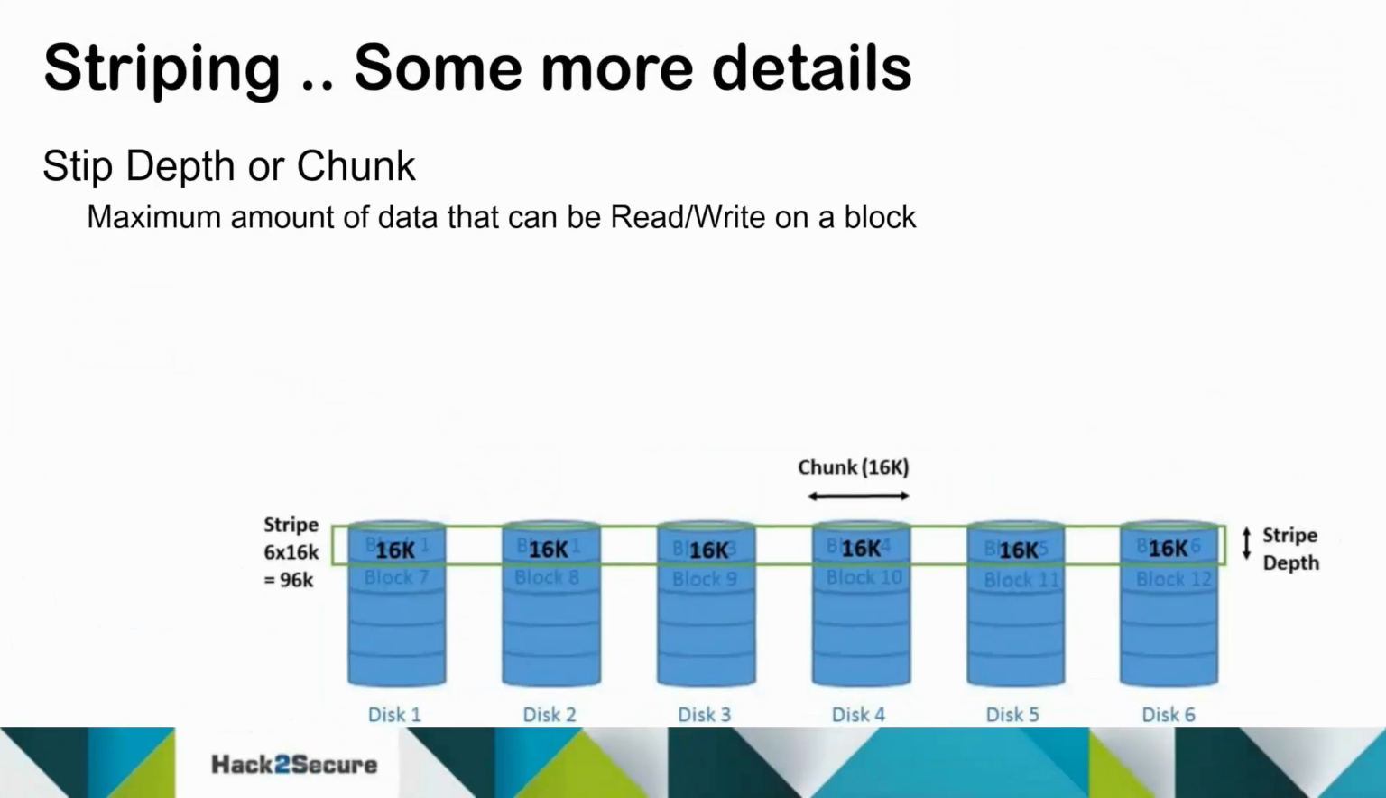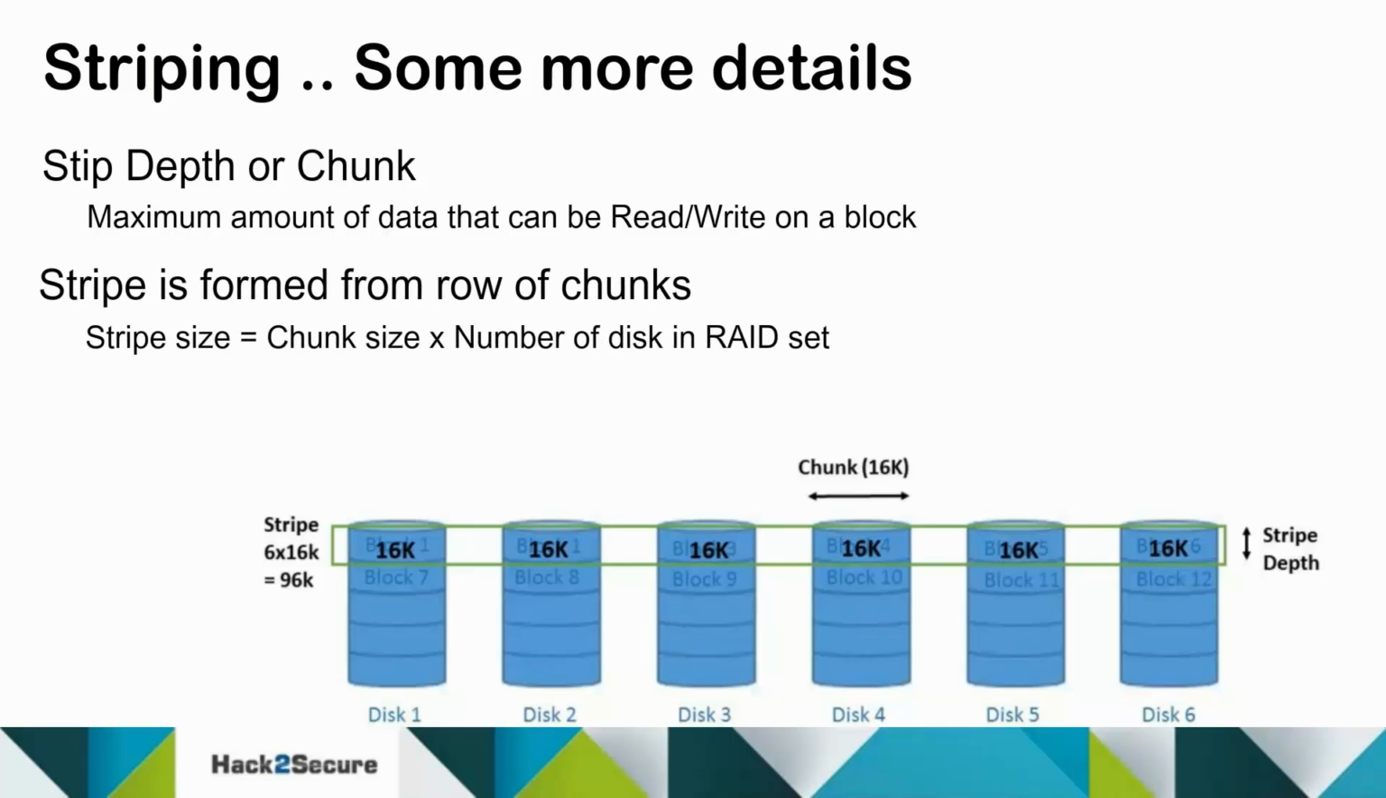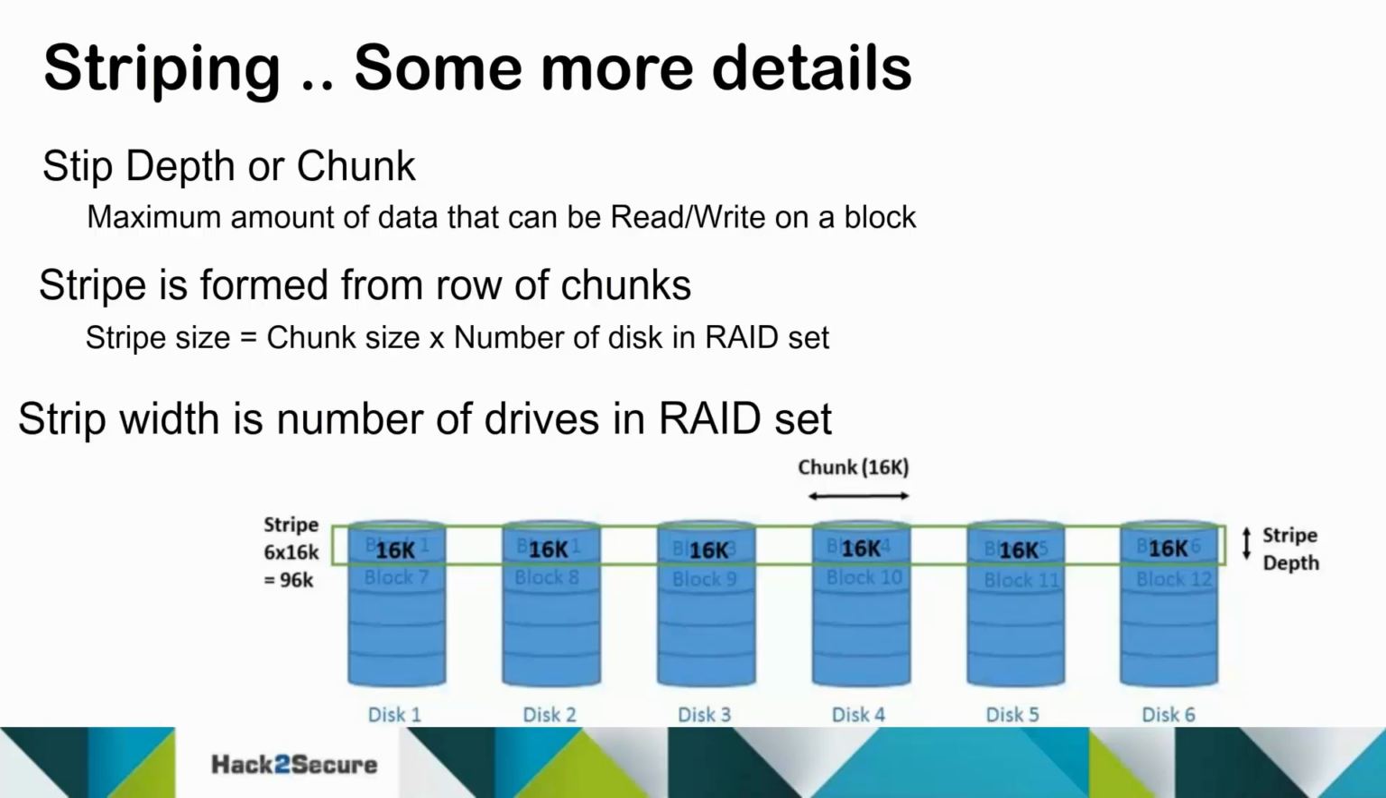Strip size, or strip depth, or a chunk, is the number of blocks in a strip. It also shows the maximum amount of data that can be written to or read from a single block. A stripe is formed from a row of chunks presented from all physical disks. Mathematically, stripe size is the multiplication of chunk size and the number of disks in the RAID set. For example, if we have a RAID set of 6 disks with each chunk of 16 KB, then the stripe size will be 96 KB. Strip width is the number of drives in a RAID set.